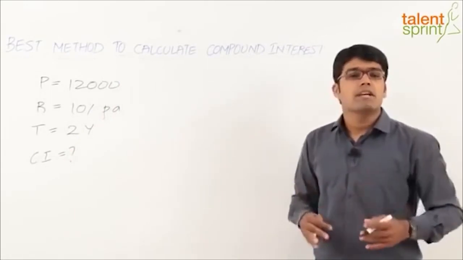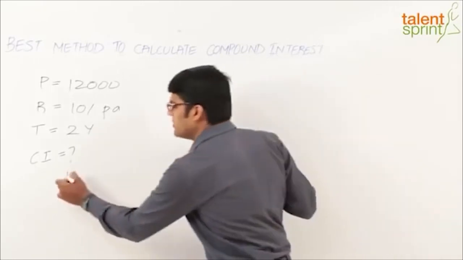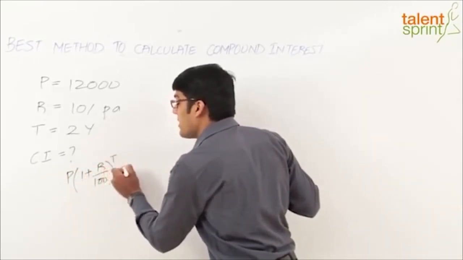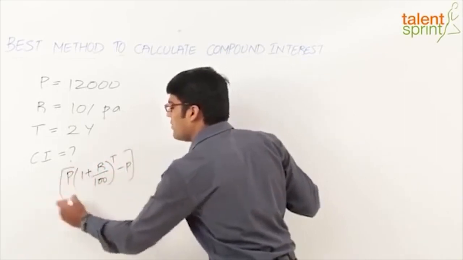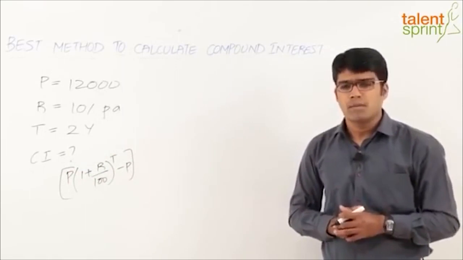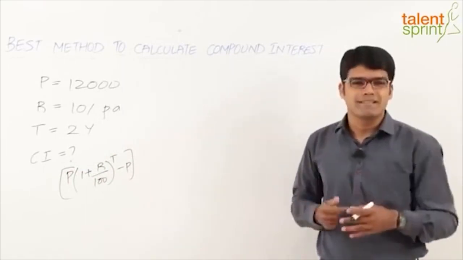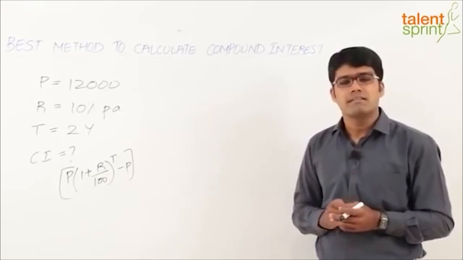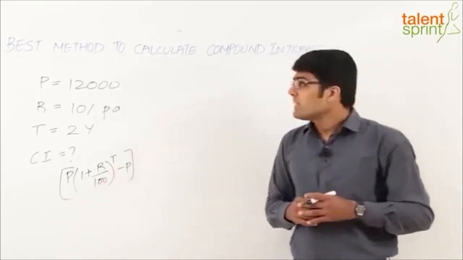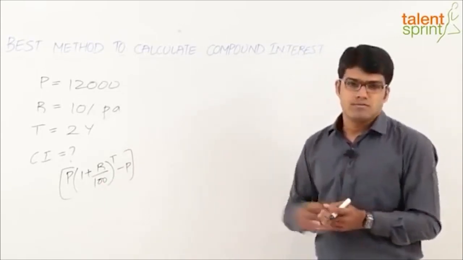Now the regular way or the conventional method of calculating compound interest is to go by the formula, which is P into 1 plus R by 100 whole raised to the power of T minus P, right? So this is how we can find out the compound interest using the formula. But as you all must be aware, this is a little complex, right? The calculation here is a little tedious, and we end up wasting a lot of time when we go by the formula here.